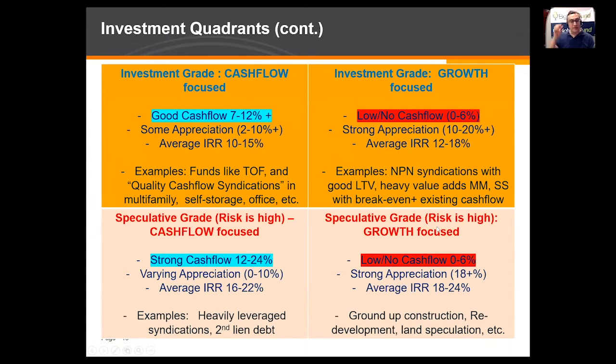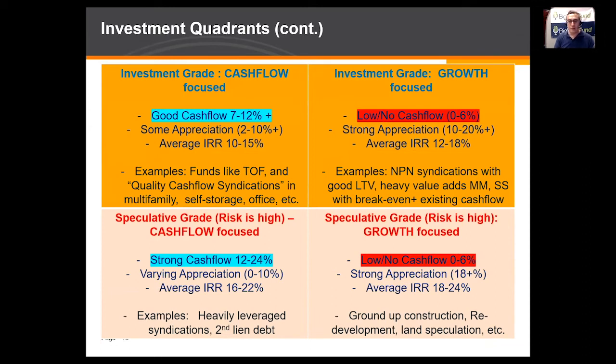So here's an example of investment-grade quadrants. I'm giving approximate range of what the cash flow will look like in investment grade and then speculative and cash flow focus versus growth focus. So quadrant one, typically the cash flow is in the 7 to 12% range. Examples of these projects would be like one of our flagship fund, Tampa Opportunity Fund, and a number of other funds. And again, similar funds in their structure and focus. And then the quality cash flow syndications in multifamily, self-storage, and so on. I'll show you some of these examples later.